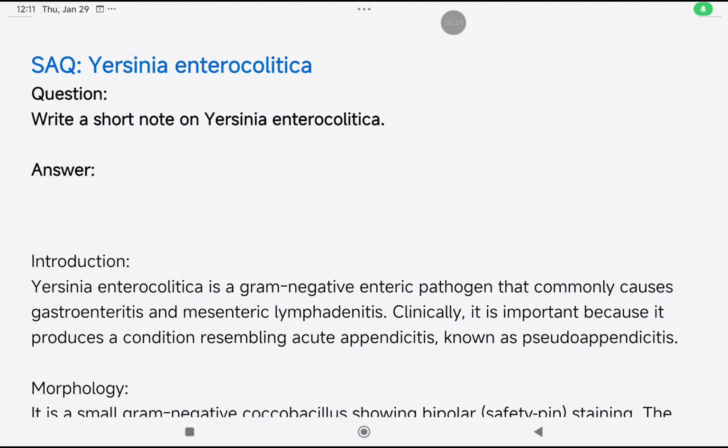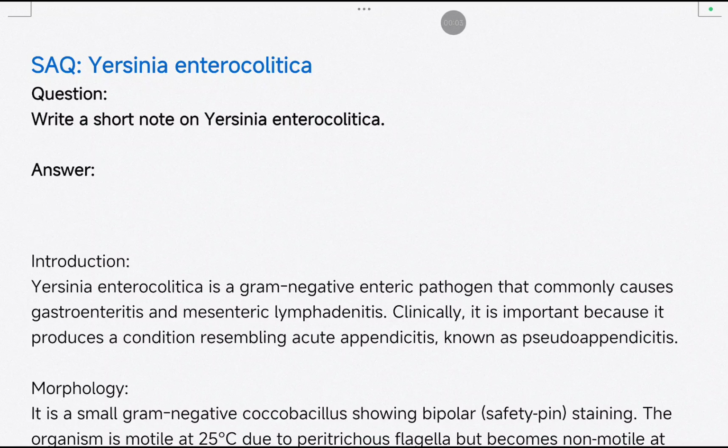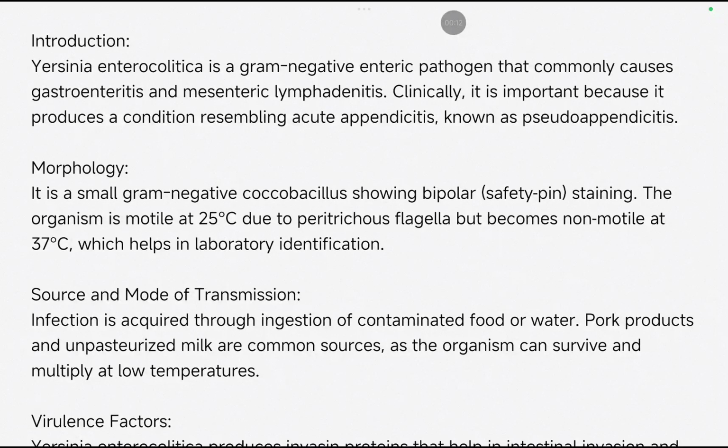Hello students, today's important topic in microbiology is Yersinia enterocolitica. Generally, a short note is asked to be written on this topic. So, as I have told you, how do you have to write?